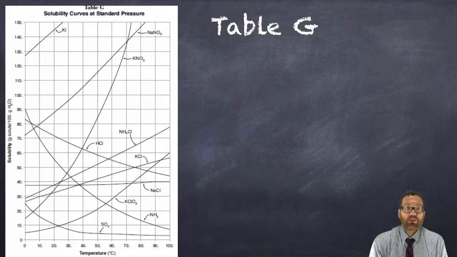So here's Table G. Let me show you how to use Table G. It is unfortunate that it is not color-coded. We have lots of different ionic and some molecular substances on here, but the lines are all black and white, and so you really need to pay attention and follow where the lines are and which arrow is pointing to which line here.